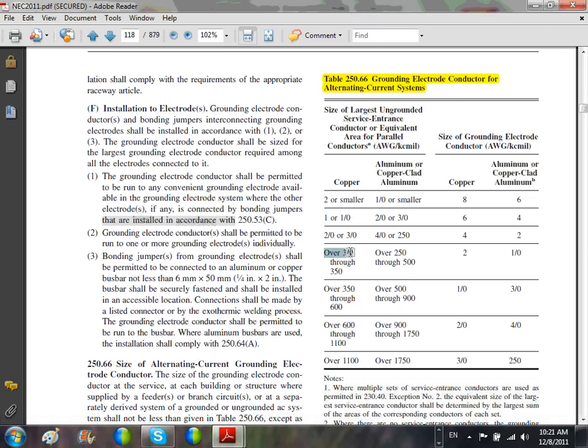So the 250 is between 3-aught, right? Between 3-aught and 350, right? Everybody knows that's between 3-aught and 350. And because Chad is vested in the copper companies and I hate the aluminum, we're going to be using copper. And what size grounding electrode conductor do we need?